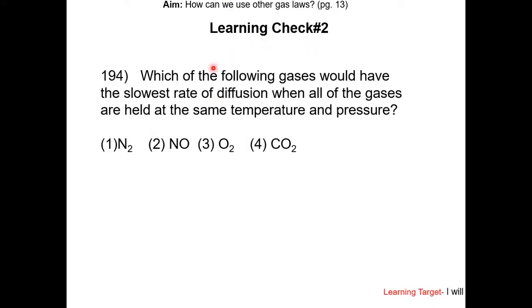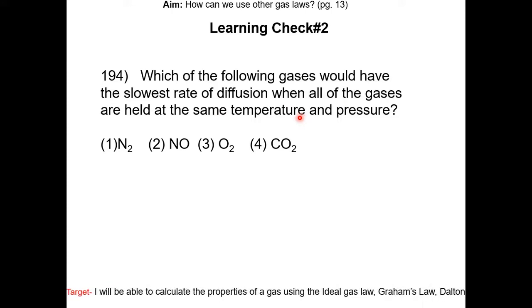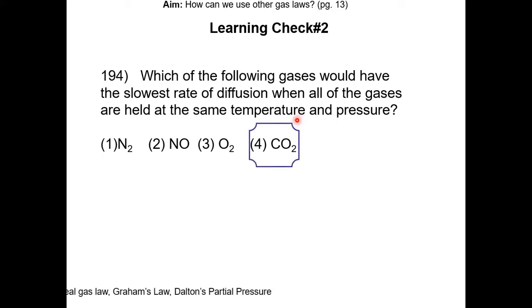Learning check number 2. Which of the following gases will have the slowest rate of diffusion when all the gases are held at the same temperature and pressure? Pause the video and resume as completed. So we're looking for the biggest molar mass. That would be choice 4, CO2.